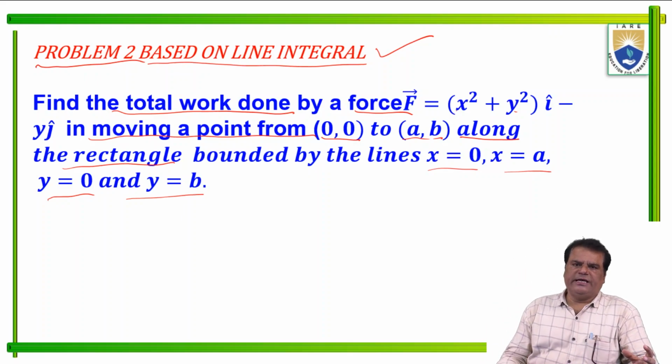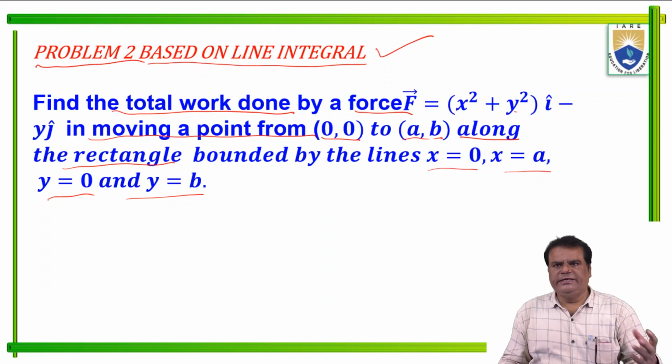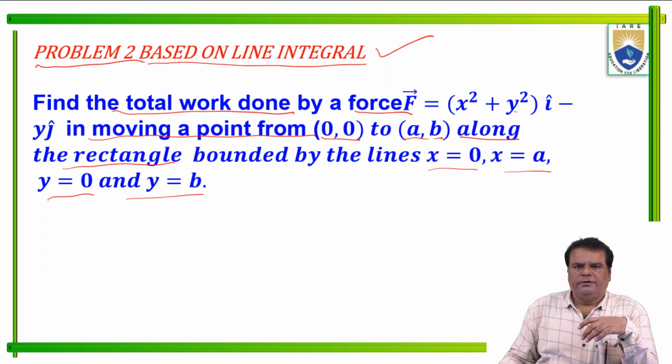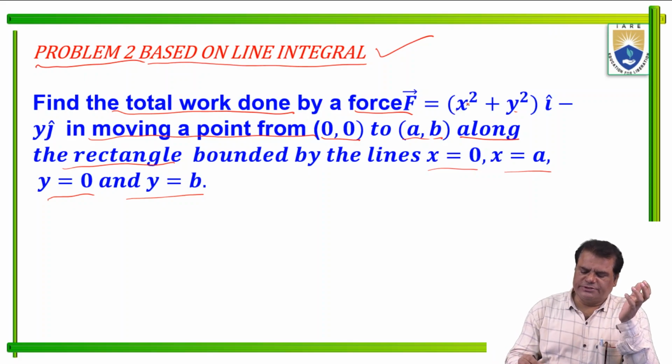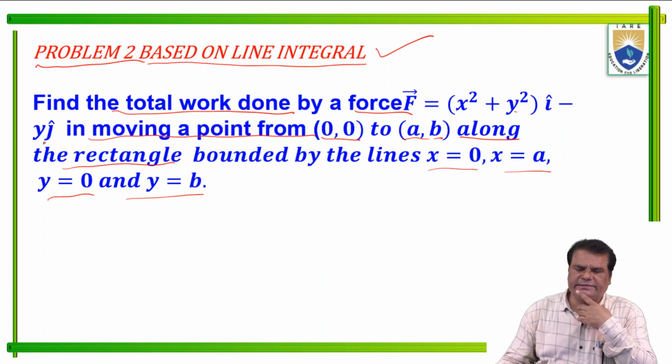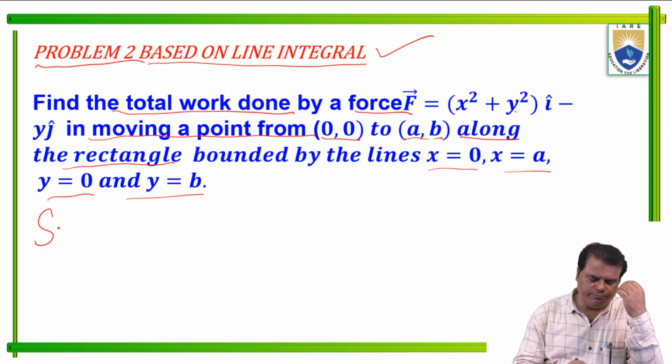I want to discuss the total work done by the given force in moving a point from (0, 0) to (a, b). This is a two-dimensional movement, so our force has only two vectors, i and j. So here is the solution.